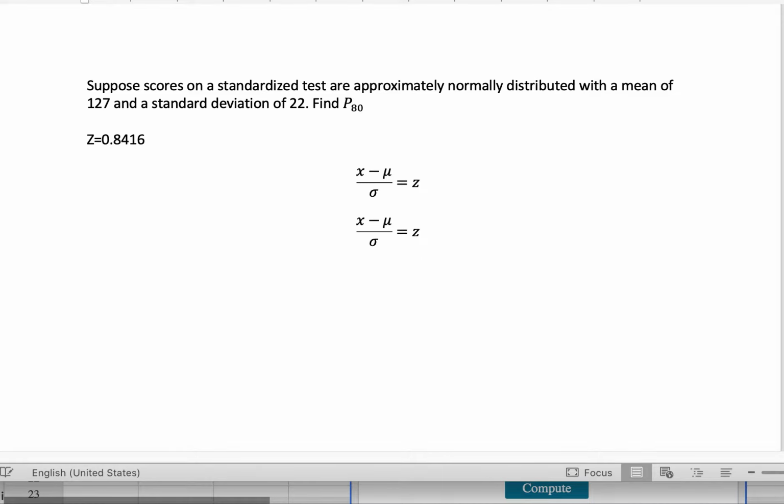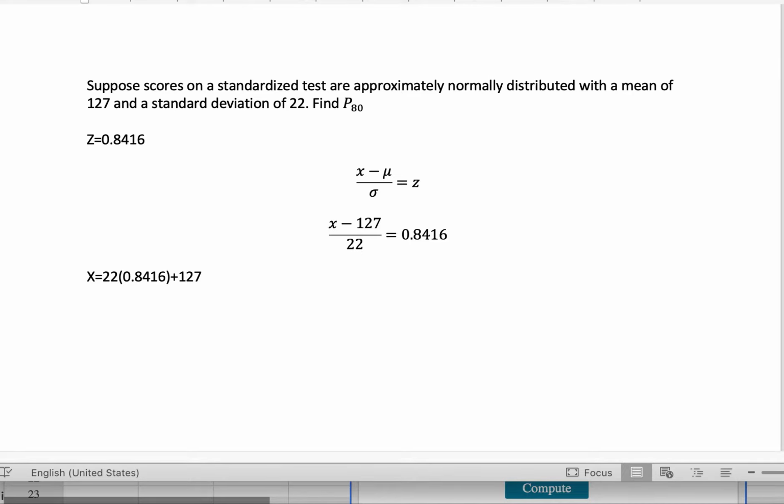Let's replace what we already know. I know that z, the z-score I want for the 80th percentile, is 0.8416. I also know that my mean is 127 and my standard deviation is 22. So now to find what test score is in the 80th percentile, I just need to solve this algebraically. That tells me that x equals 22 times 0.8416 plus 127. That'll give me the appropriate test score.